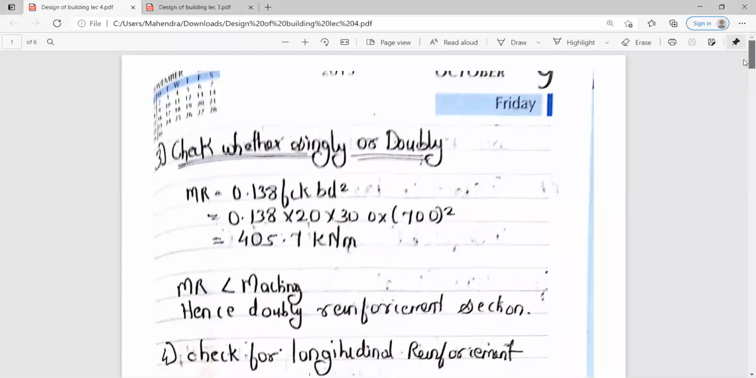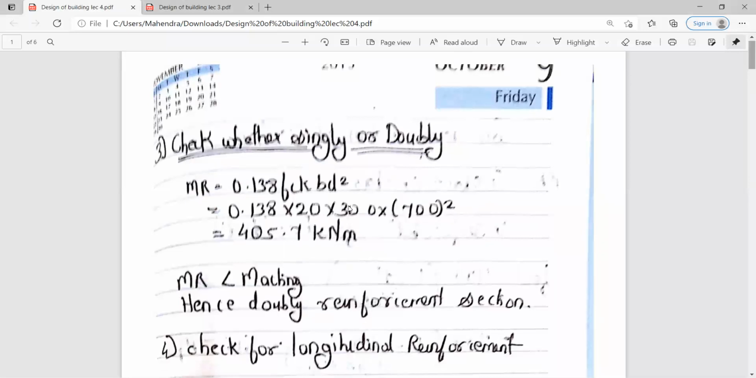So then we had checked whether our beam is singly or doubly reinforced. So we had calculated the moment of resistance, and the moment of resistance we got was 405.7 kilonewton meter. Since the moment of resistance is less than the moment acting, we had considered the doubly reinforced section. So till here we had completed in the last lecture only.